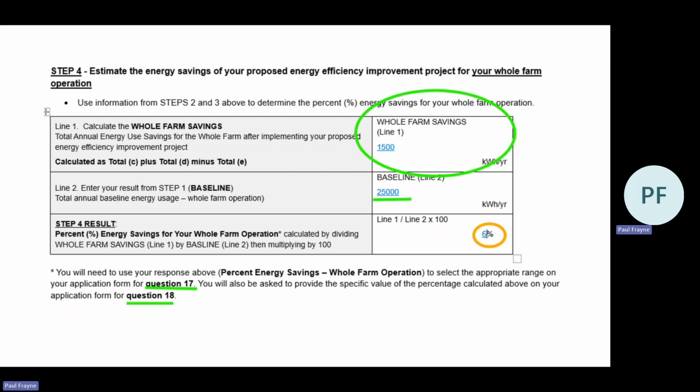Step number 4, input the estimated whole farm savings after implementing your project and include the baseline 12-month energy data from step 1. This will give you a percentage savings of your whole farm operation after implementing your energy project. Where the worksheet calculations do not automatically populate, ensure you manually enter the correct data results.